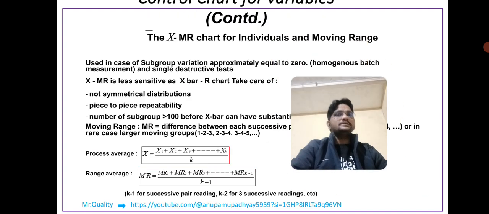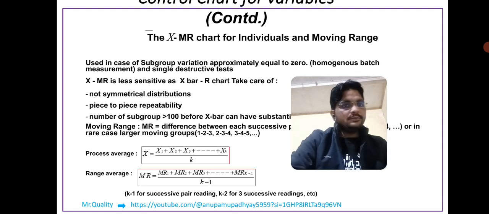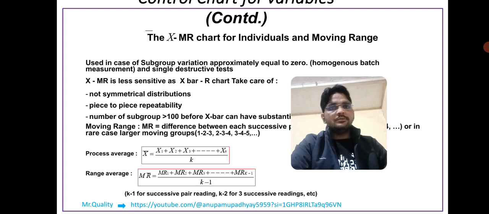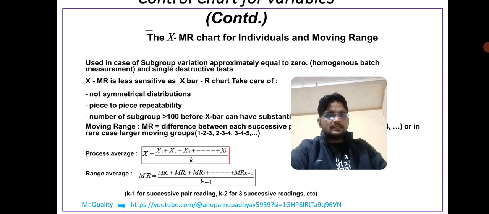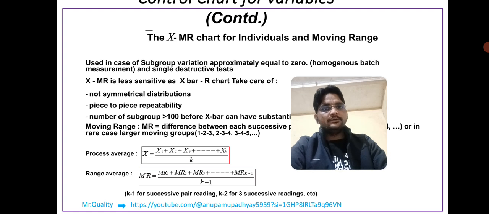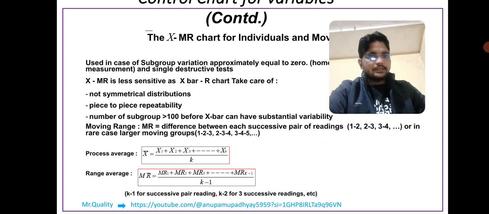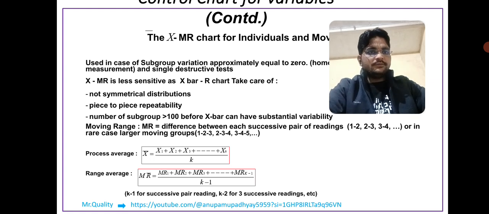XMR chart for individual and moving range. Used in case of subgroup variation approximately equal to 0, homogeneous batch measurement and single destructive test. XMR chart is less sensitive than X bar R chart. Take care of non-symmetrical distribution, piece to piece repeatability, and number of subgroups greater than 100 before X bar can have substantial variability. Moving range MR is the difference between each successive pair of readings.